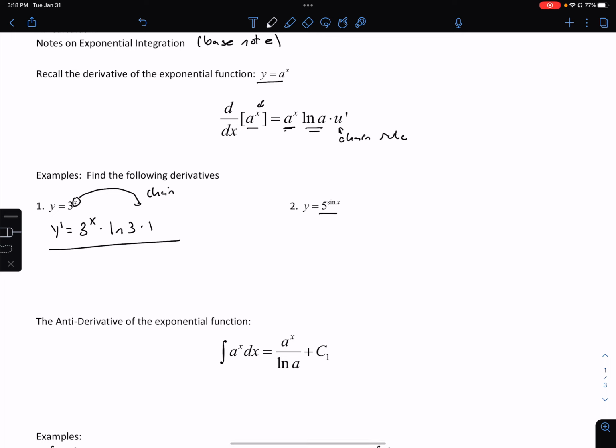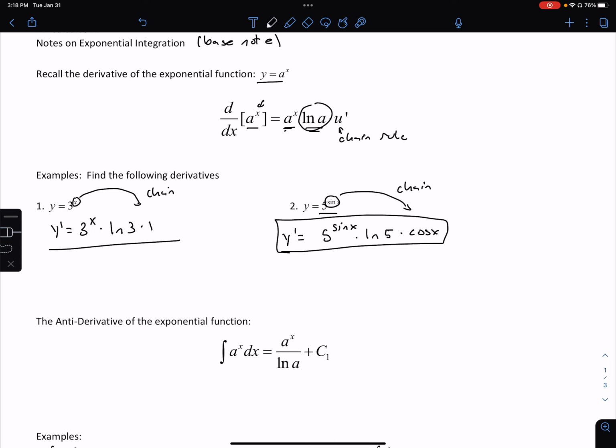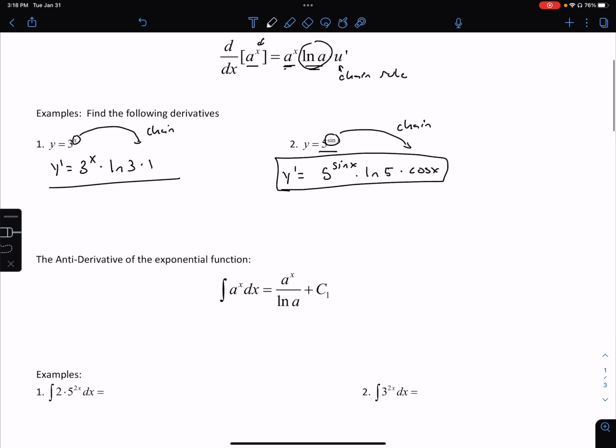If we take a look at number 2, same thing. We're going to take the derivative of 5 to the sine of x. So we're going to get 5 to the sine of x back. Multiply that by the natural log of the base. That's my rule, the natural log of the base right there. Multiply that by the derivative of the sine of x. That's our chain rule, and the derivative of sine is just cosine of x. These I always thought were the longest derivatives. They're not very nice.